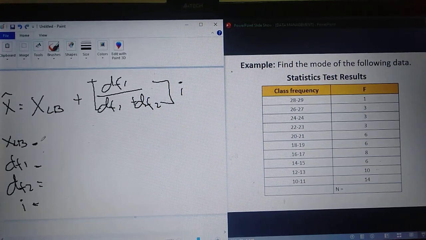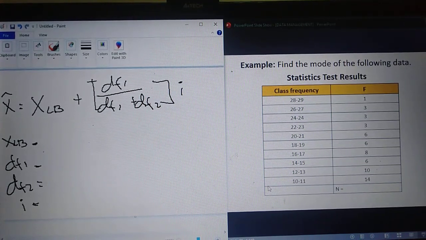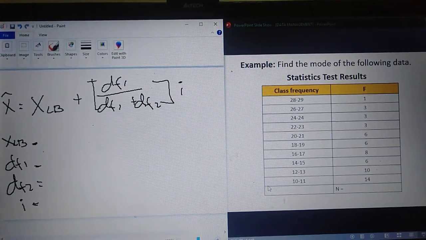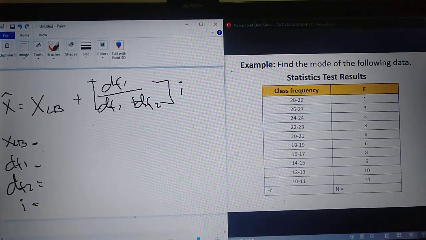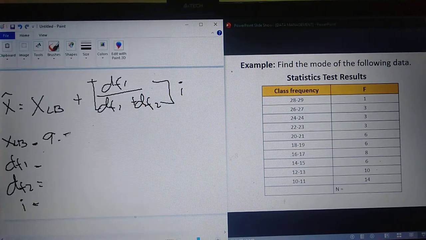What is our lower boundary? So, dito tayo mag-focus. Dito pa rin, 9.5. Kasi 10 is our lower limit, 11 is the upper limit. Lower limit minus 0.5. So, 9.5. So, ang lower boundary natin is 9.5. Ilan yung interval nila? Dalawa. 9, 10, 11.